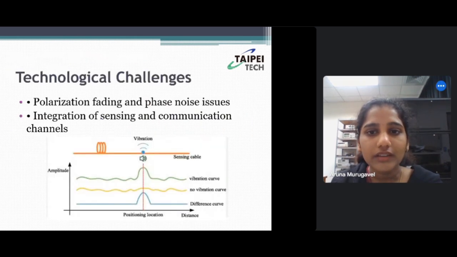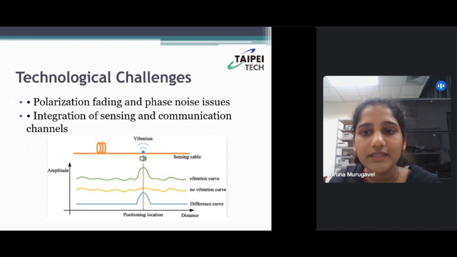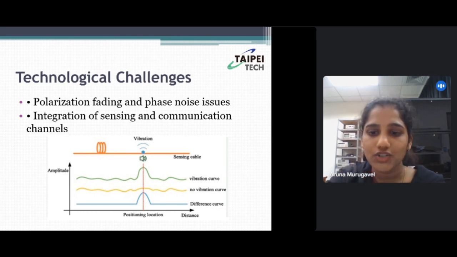Then, the technology challenges. Despite its potential, DFS faces technological challenges too. For instance, polarization fading and phase noise can disrupt signal integrity. Another challenge is integrating the sensing capability with existing communication channels. Addressing these issues is critical for DFS to achieve its full potential.